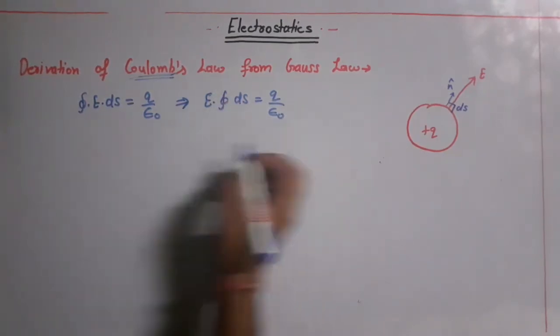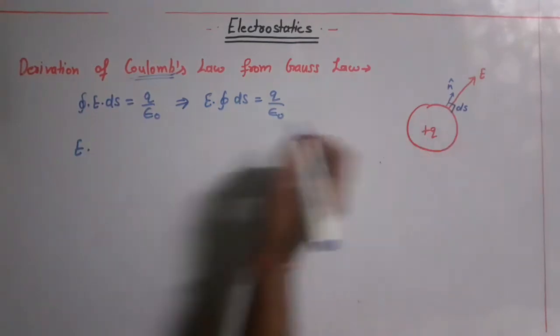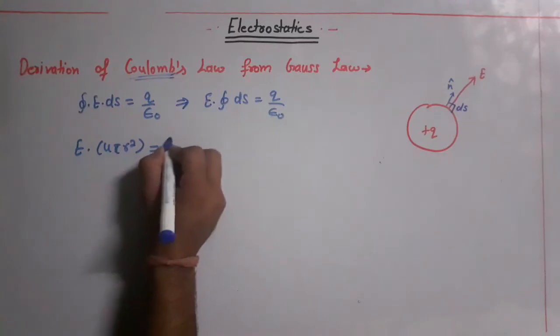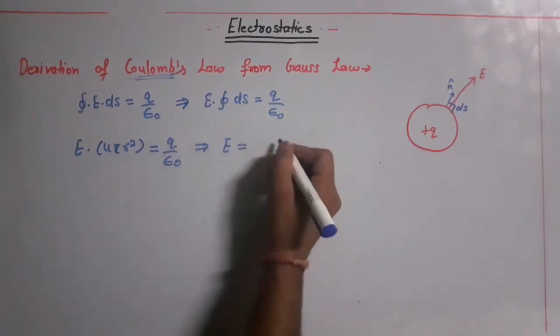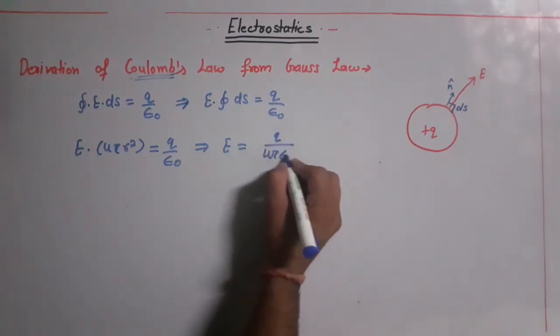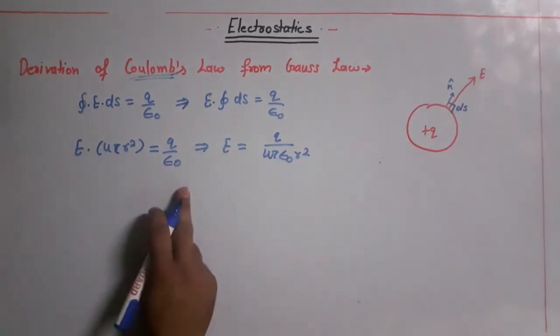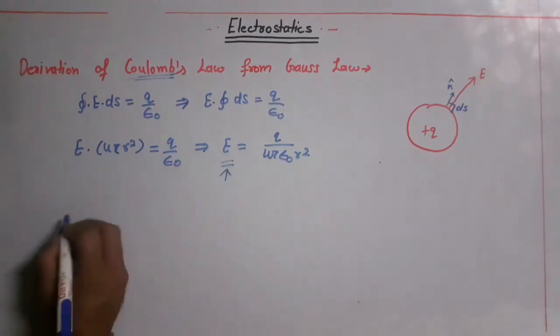By putting the value of ds, what do we get? What is the value of ds for this sphere? It becomes 4 pi r square, so E into 4 pi r square is equal to q by epsilon naught. If we find the value of E, we get q by 4 pi epsilon naught into r square. I have taken this quantity from the left side to the right side. Now let's convert this E into F.